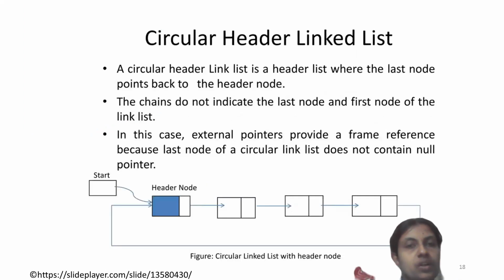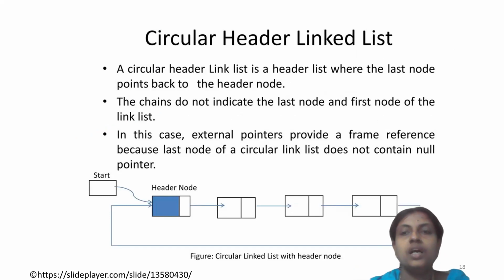The next type of linked list we call circular header linked list. The name itself says that it is going to be in a circular motion. Circular header linked list is a header list where the last node, which usually is maintained as a null value, here will carry the address of the header. The last node will link to the header node. Since it is a header node based list, the first node is the header node. So the address part of the last node will have the address of the header node.